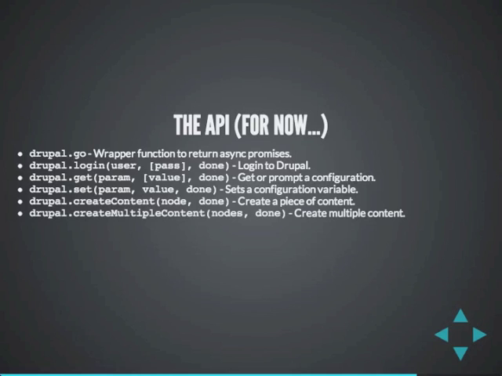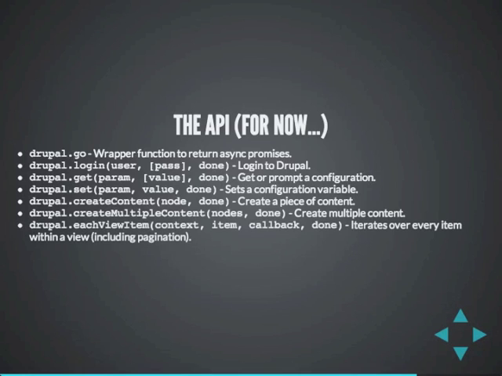Create multiple content is just a very simple wrapper. It uses async each series. It just does it for you of create content. So I love this one, each view item.